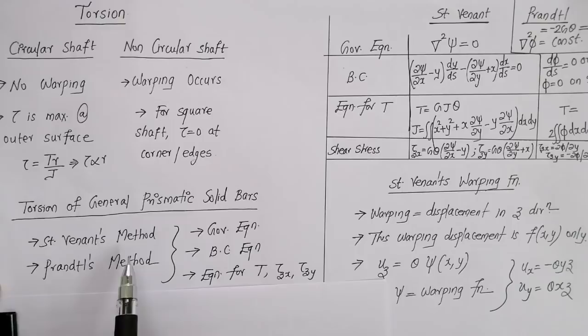So we have 4 problems: the circular section should be solved with Venant as well as Prandtl, and the elliptical section should be solved with Venant and Prandtl. Both these methods have 3 things in common. First is the governing equation, second is the boundary condition equation, third is the equation for torque and the shear stresses. There will be only 2 shear stresses, tau Zx and tau Zy, which I will explain later.